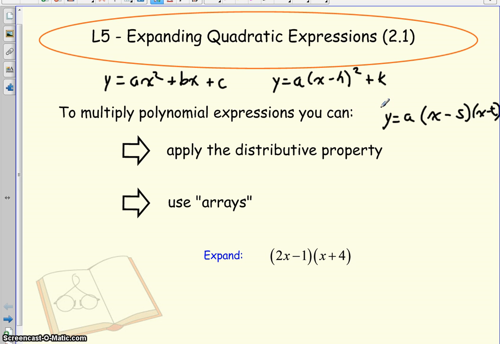And you looked at how to move between the different forms. So one of the things you looked at was how to expand and simplify quadratics. So you can move from something, let's say, in factored form into something in standard form. Okay, so we're going to review how to go through that today.